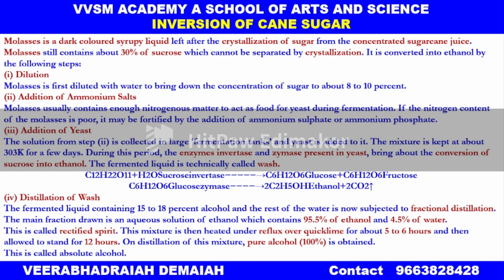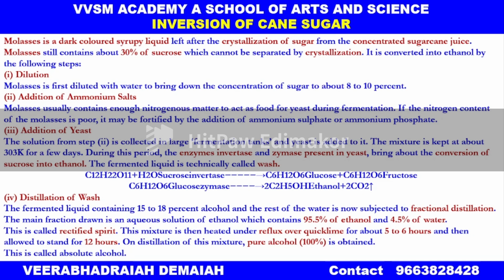Next, addition of ammonium salts. Molasses usually contains enough nitrogenous matter to act as food for yeast during fermentation. If the nitrogen content of the molasses is poor, it may be fortified by the addition of ammonium sulfate or ammonium phosphate. Coming to the addition of yeast, this is very important. In the fermentation tanks, the yeast is added. The mixture is kept at about 303 kelvins for a few days.